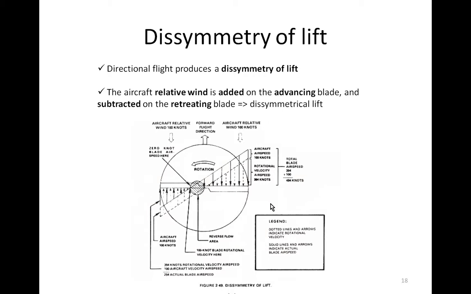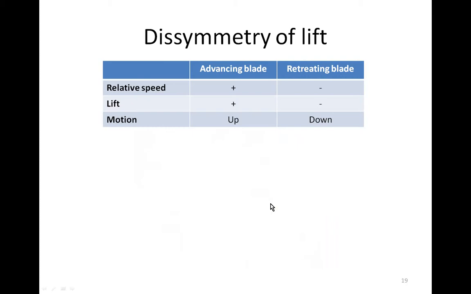I skip the next more complex figures. So to summarize, the airspeed is higher on the advancing blade, the lift is higher too, so the advancing blade tends to move up and the retreating blade tends to move down.